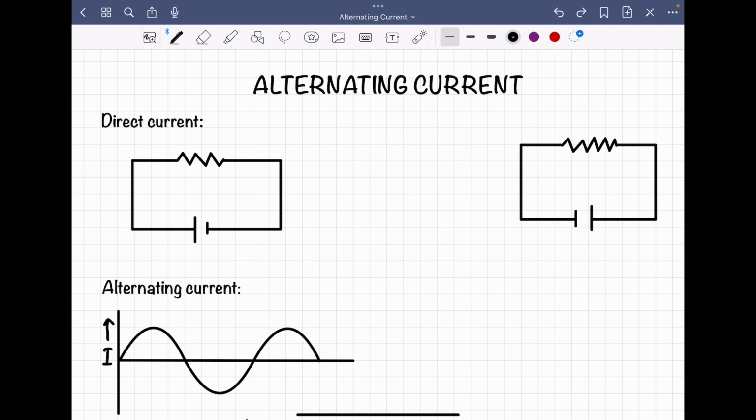In direct current, we have these two types of figure. Let us discuss the first figure. In the first figure, we have one resistor and one battery of potential V. In this battery, we have one positive terminal and one negative terminal. In direct current, current always flows from high potential to low potential, that is from positive end to negative end.